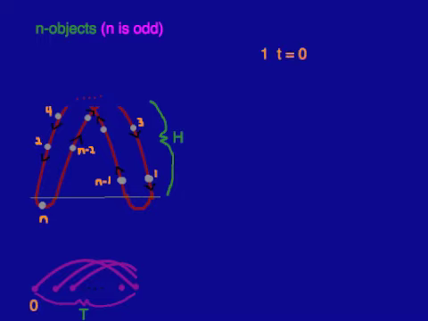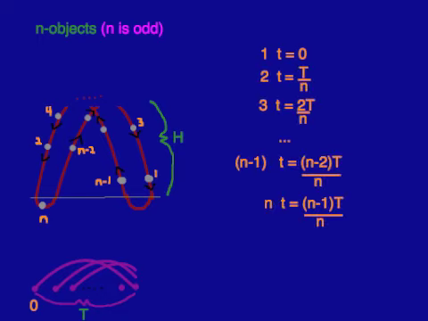Let's say that the first ball was thrown at time t equals 0. We know that in this cascade pattern, the time between each consecutive throw is constant. This interval of time between throws can be given by the total period of the pattern divided by how many objects there are, or capital T over n.